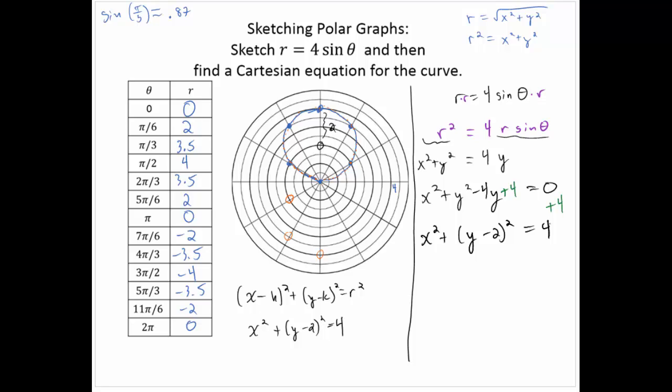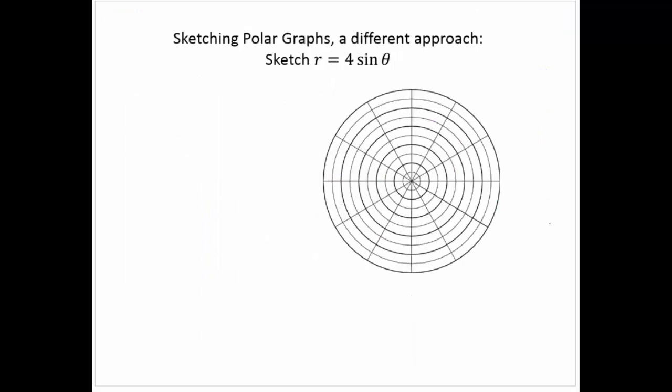Now that was a long process sketching that curve. And it can be a fairly long process if you use this technique with the table and plotting points. So let me show you another technique now that may make life easier if you're asked to sketch a polar curve. So here's the same exercise, r equals 4 sine theta.